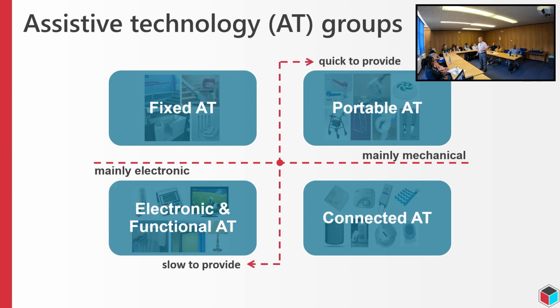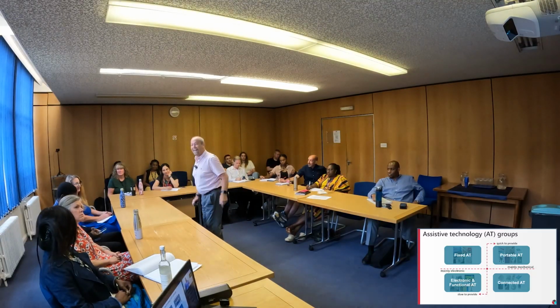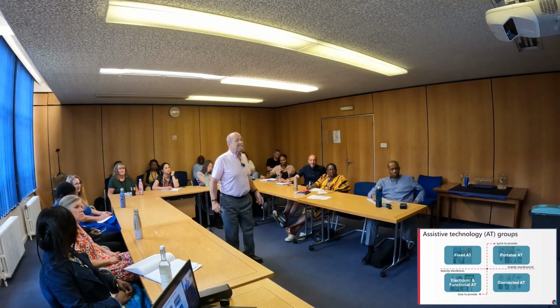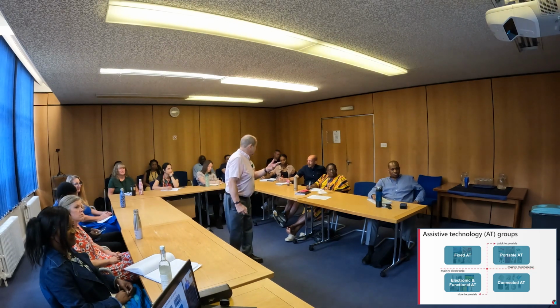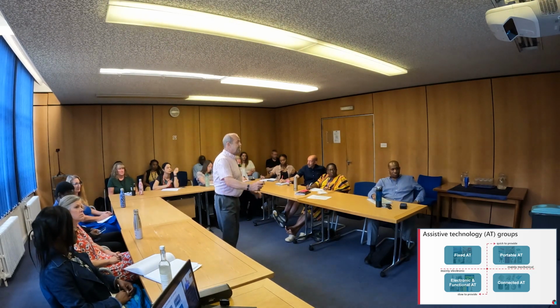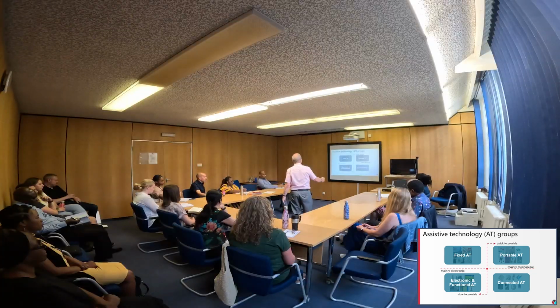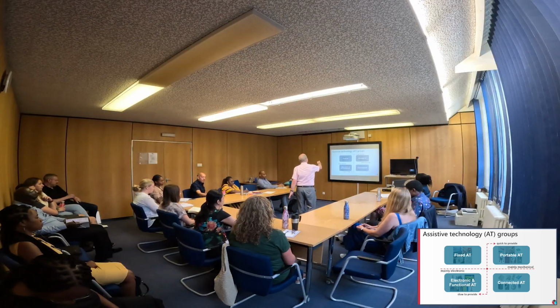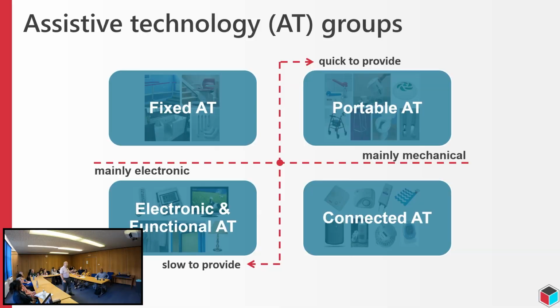Things to the right, quick to provide. So essentially, if you're in hospital and you want to come home tomorrow, that should be possible to have that assistive technology installed this afternoon. That would be your job, I think. Right, anything on the left, slow to provide because it's personalised specifically for you. It may be made to measure. So if we, well, forget the stuff at the top perhaps, the functional stuff includes sensory.